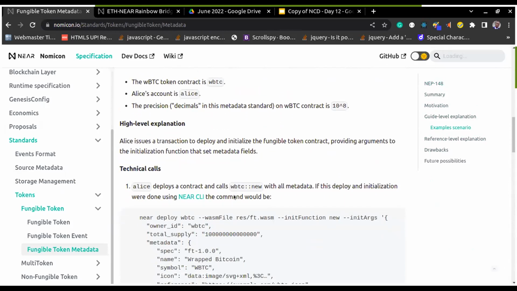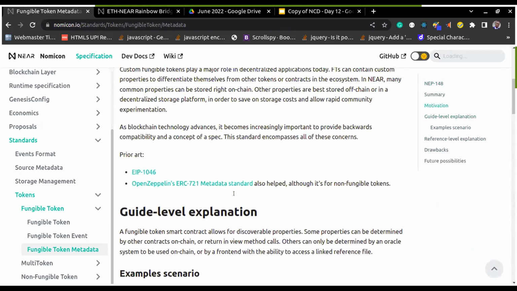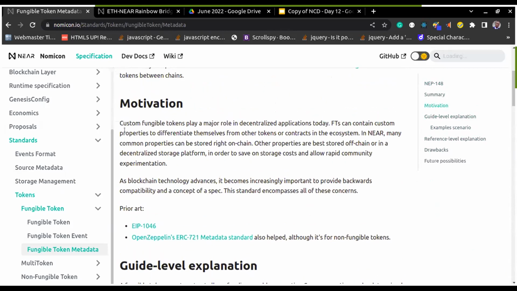So in metadata, let's go through this motivation first. Custom fungible tokens play a major role in decentralized applications today, and fungible tokens can contain custom properties to differentiate themselves from other tokens or contracts in the ecosystem. In NEAR, many common properties can be stored.